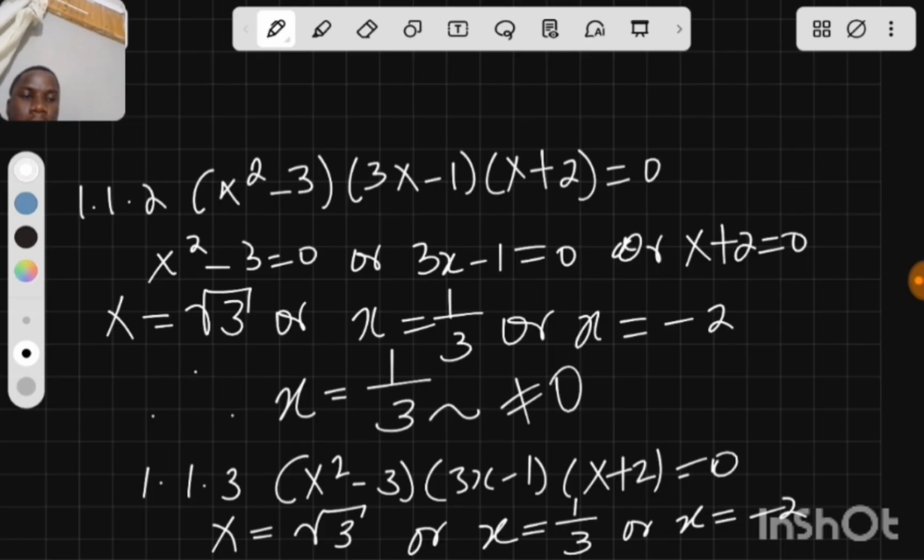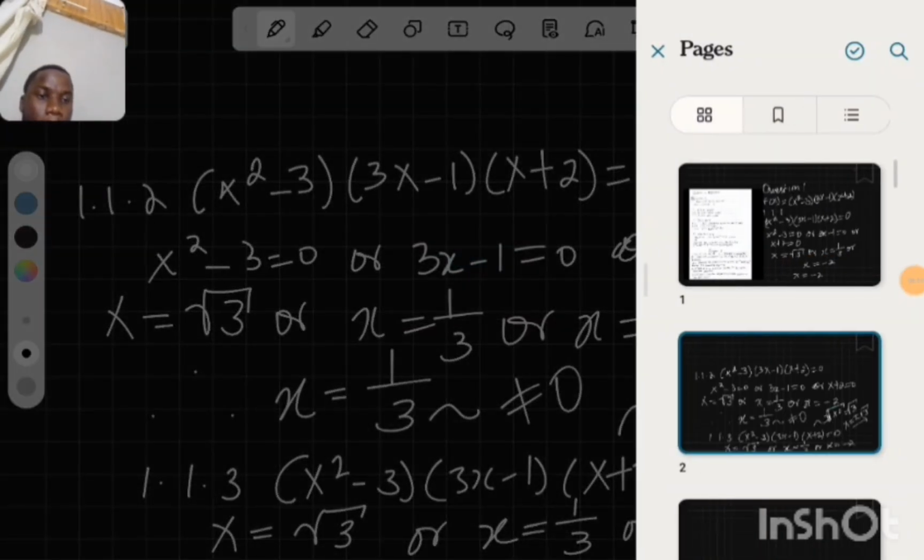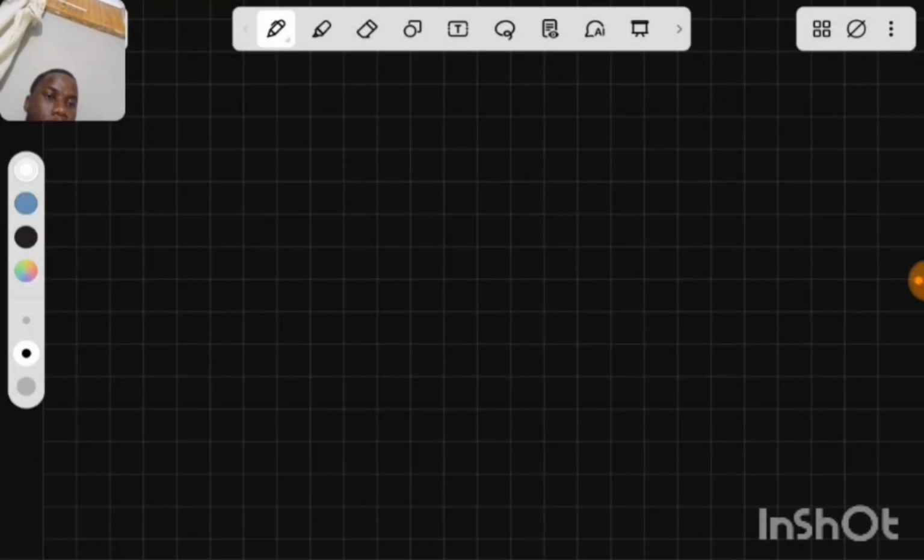Why are we saying x is equal to the square root of 3? Because x squared is equal to 3. And when you want to solve for x, then you include a square root on the left side and on the right side, where x will be equal to plus or minus the square root of 3. Now, I hope you understand.